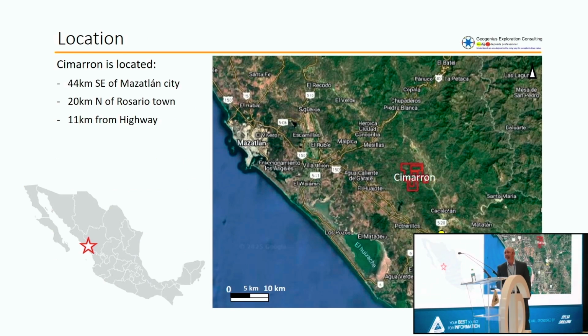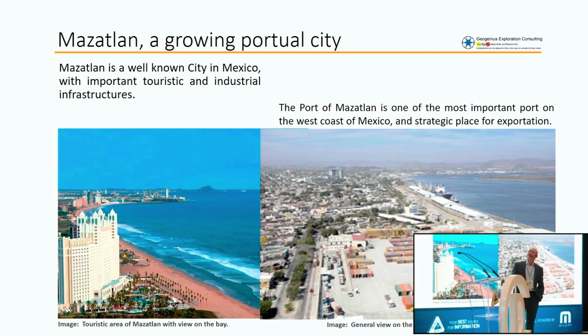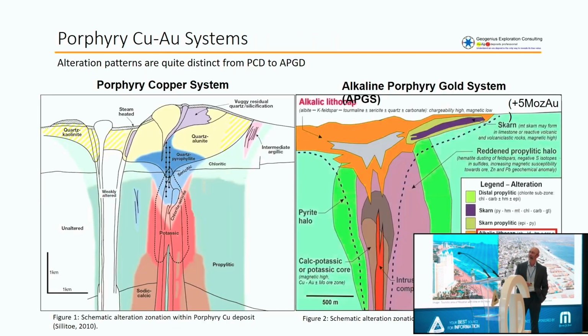As for the location, it's 44 kilometers to the southeast of Mazatlan, 20 kilometers north of Rosario town, and 11 kilometers from the highway, pretty flat, a perfect setting, thank God. Mazatlan is not just a touristic town, there's also a deep sea port, which is very strategic for exporting metal to North America and Asia.